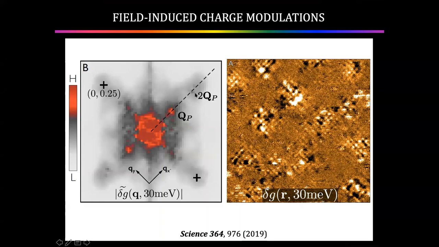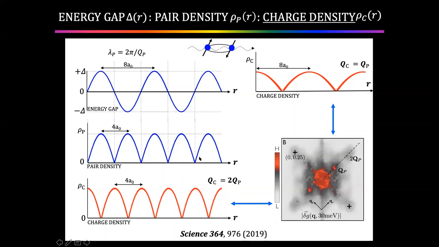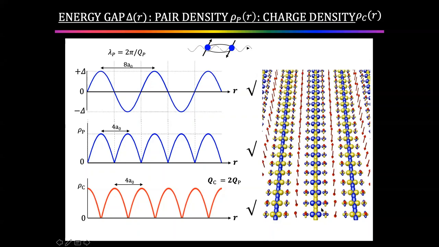So there are 2 sharp peaks in this image of charge density. If I take a cut through the Fourier transform, I see 1 peak here and 1 peak here, exactly as Achterberg had predicted. So now we believe that the third leg of our stool, the charge modulation signature of pair density wave, has been detected. Good. So the pieces, at least, of this question have fallen into place.